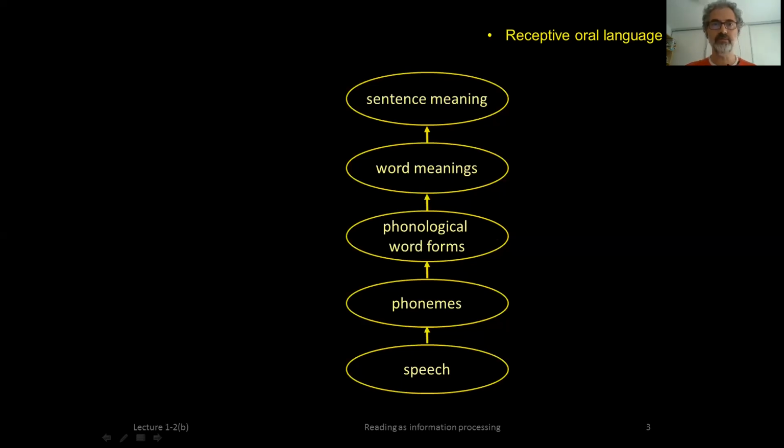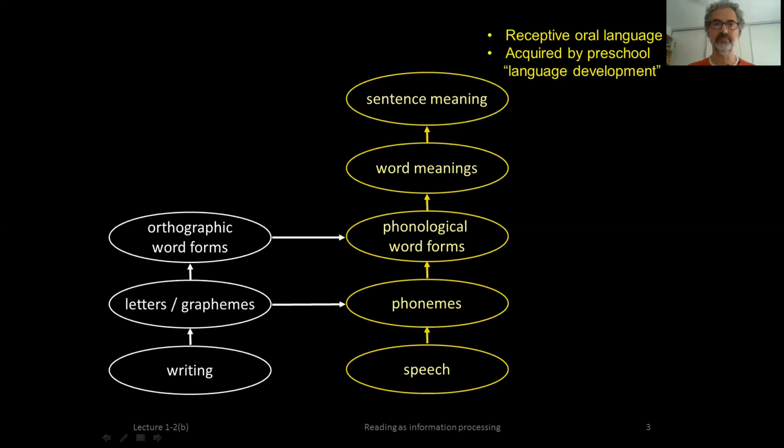The ability to do this is acquired by preschool already. So children in preschool already speak their language to a quite proficient level. And getting to this point is called by linguists language acquisition, or often it's called language development, because language abilities develop along with the individual child, along with other abilities and skills.